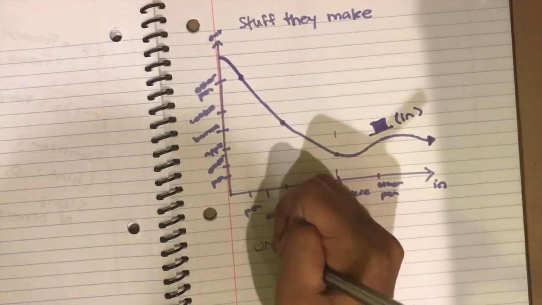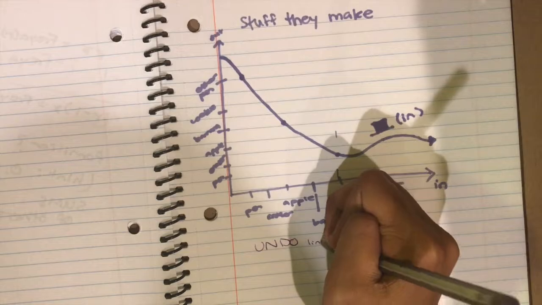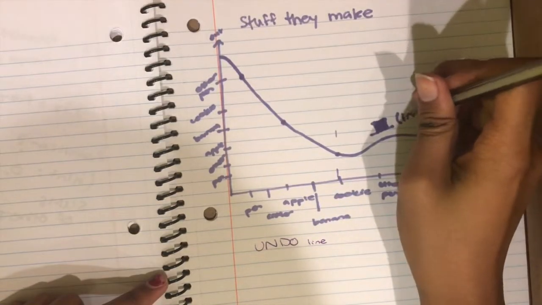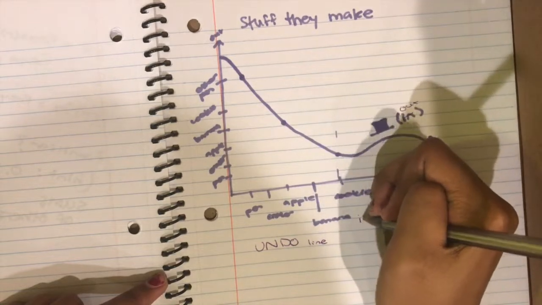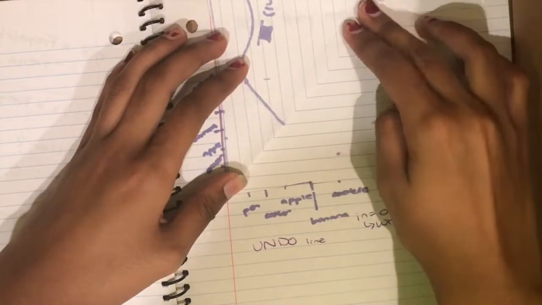And then we need to draw the undo line. So to draw the undo line, we need to switch the in and the out. And we can do this by reflecting this line over the line in equals out. Can you see why this is true?